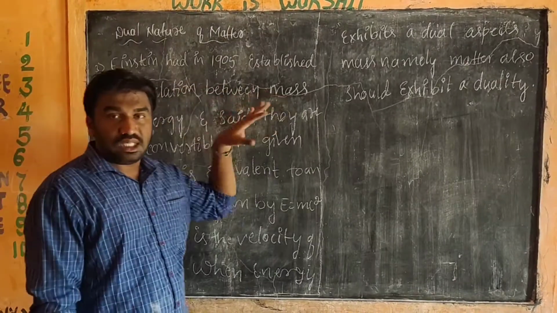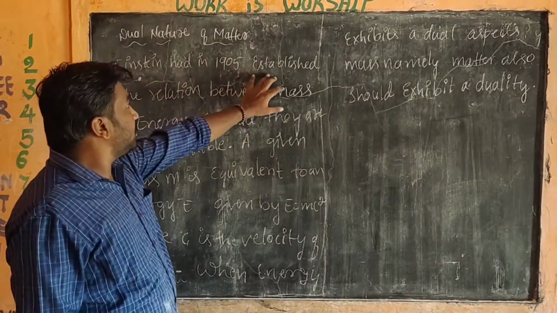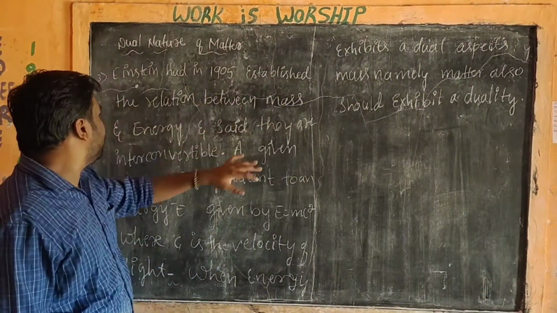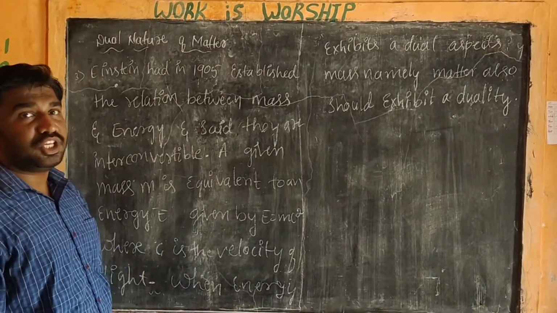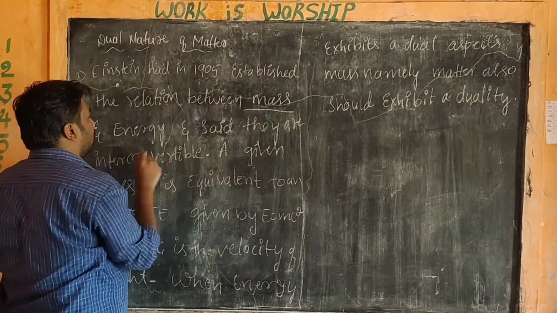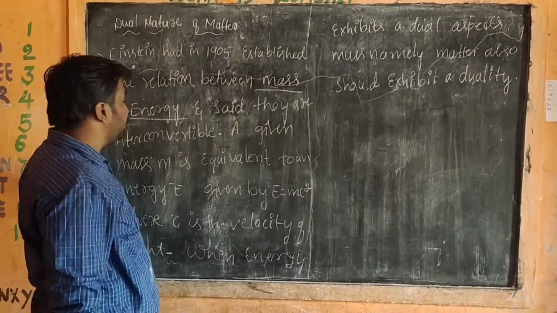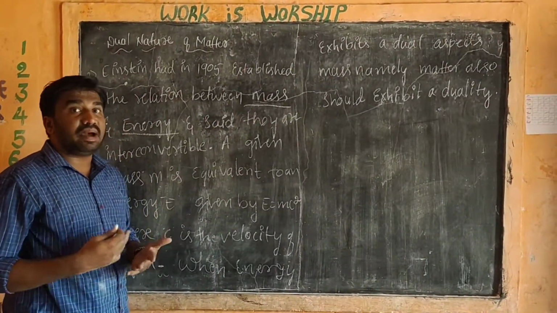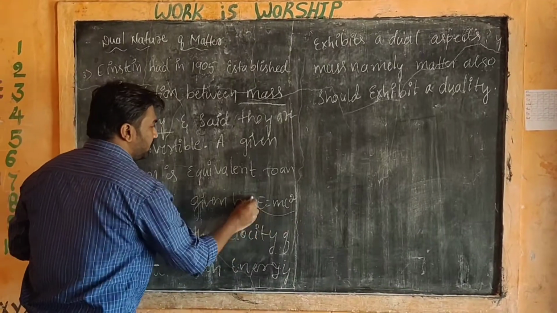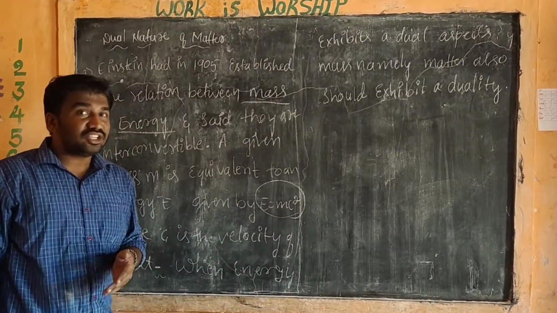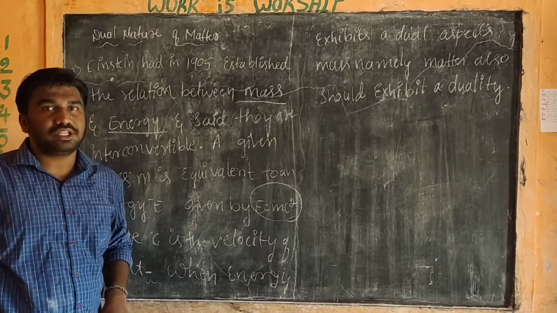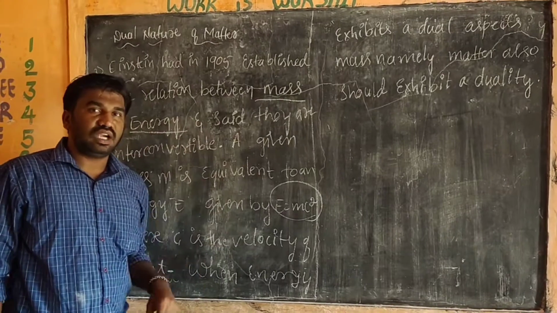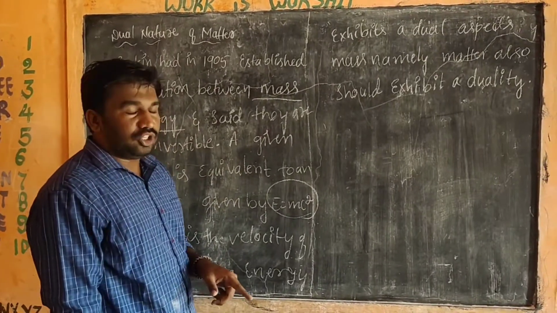In the next point, Einstein in 1905 established the relation between mass and energy. According to his relation, energy and mass are interconvertible. That is, E is equal to mc square. There will be a relation between energy and matter. Here energy means radiation or light. By using this thought, de Broglie started thinking, and he also gave a conclusion.